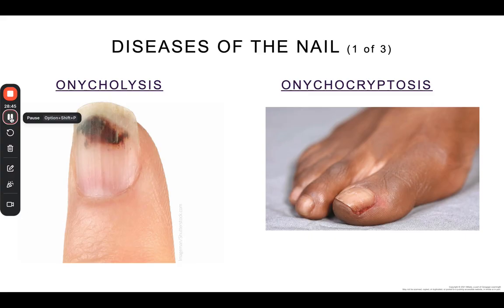On the right, we have onychocryptosis. Simply put, these are just ingrown toenails. Okay, so ingrown nails can happen either on the hands or the feet, wherein the nail grows into the side of the tissue around the nail. Medical referral is required. As a nail technician, you should not remove ingrown toenails or nails because that is not within your scope.